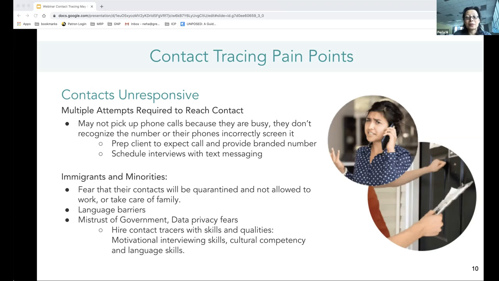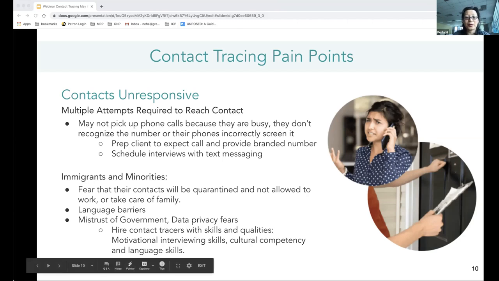For immigrants and minorities, as you know, there is a big fear of participating, especially giving out contact information of their family members and their friends. Not only is there a mistrust of government and how government may use that data, but there's a fear, very pragmatically, of their contacts being put into forced quarantine, and those contacts not being able to go to their job or take care of their family.